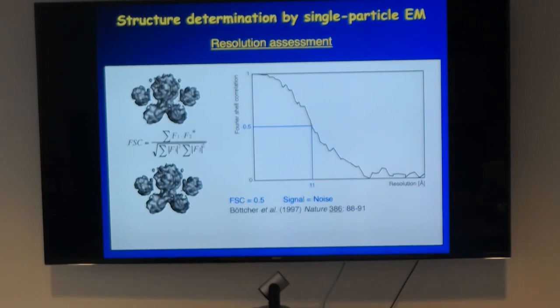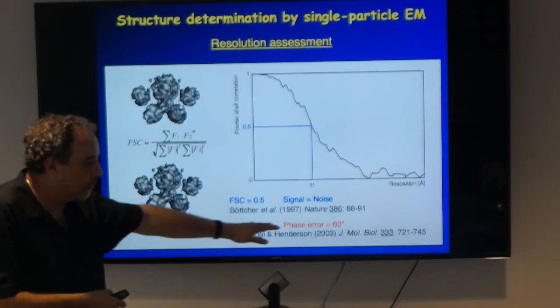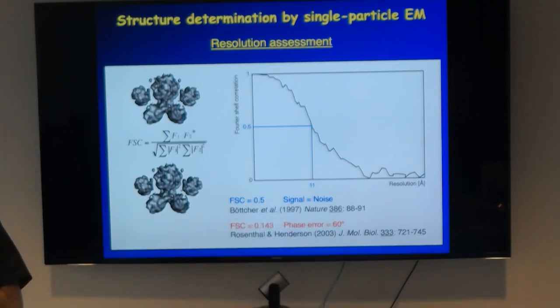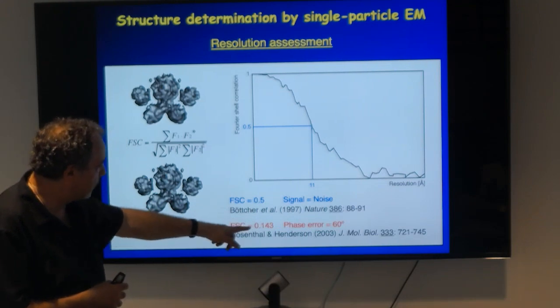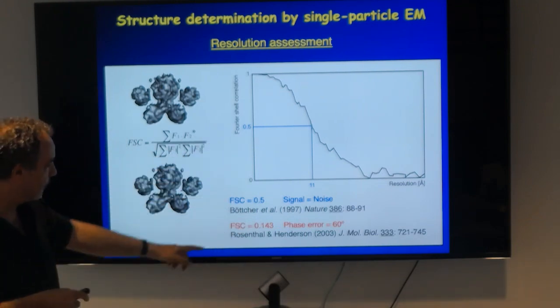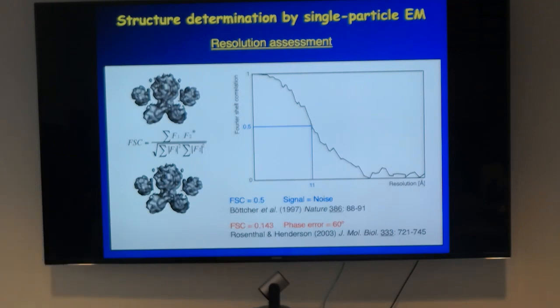So that was really arbitrary at the beginning, 1997, 20 years ago. That's what people thought about. Then later, Richard Henderson said, well, there's a better way to do this. The idea is we use the same criterion as in X-ray crystallography, where a phase error of 60 degrees is random. So the map is actually dominated by noise, and that correlates to a Fourier shell correlation of 0.143, a very famous number. So this was the new resolution criterion, and suddenly all the maps had much better resolution.